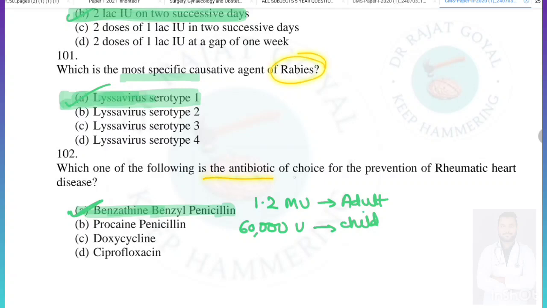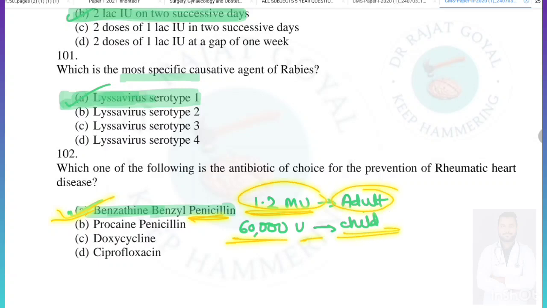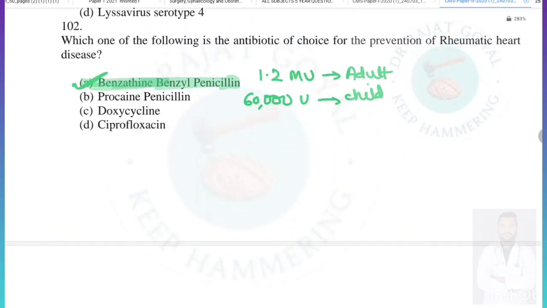Which of the following is the antibiotic of choice for the prevention of rheumatic heart disease? So for rheumatic heart disease, we know that for prevention we generally give benzathine benzyl penicillin. So for adults it is 1.2 million units, and for child it is 60,000 units, and it should be given thrice a week.